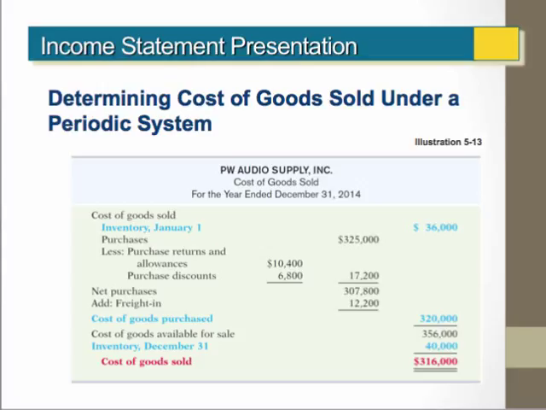This formula is very consistent with almost every other account besides cost of goods sold. So think about it as take your beginning balance with what increases the account, subtract out what decreases the account to give you what your ending balance is.